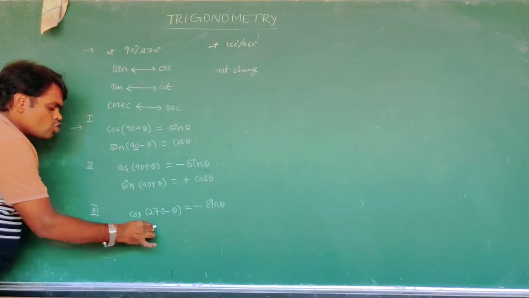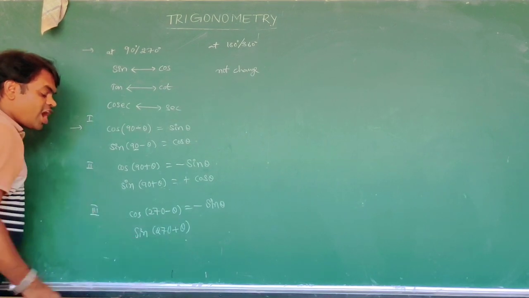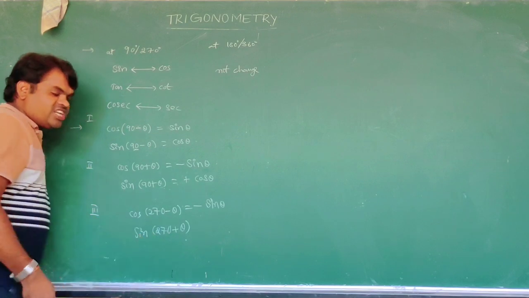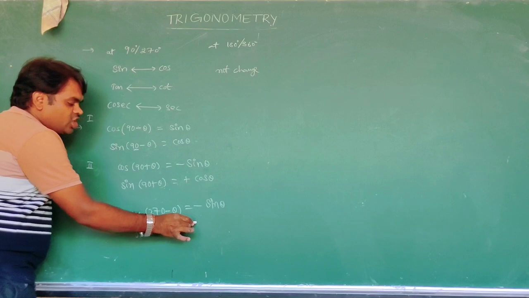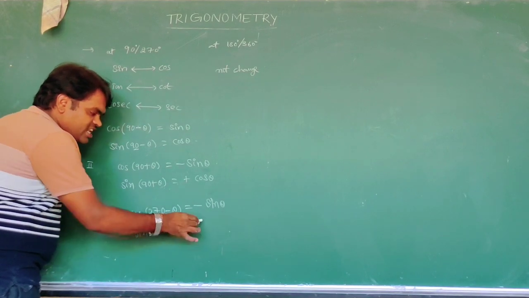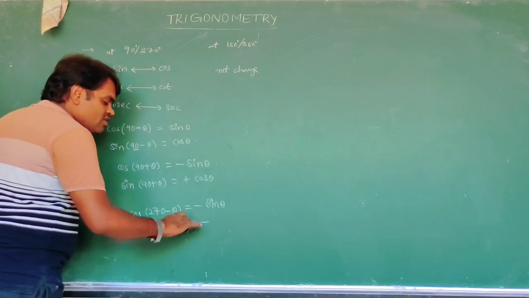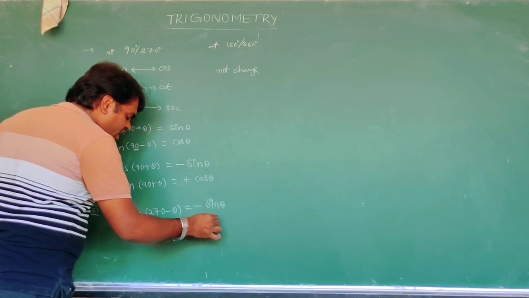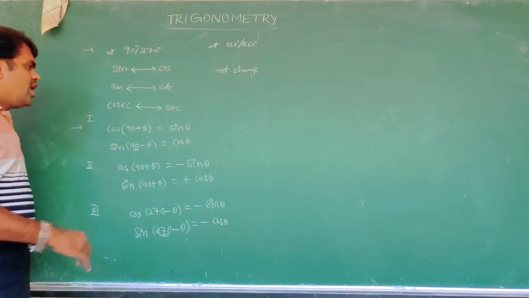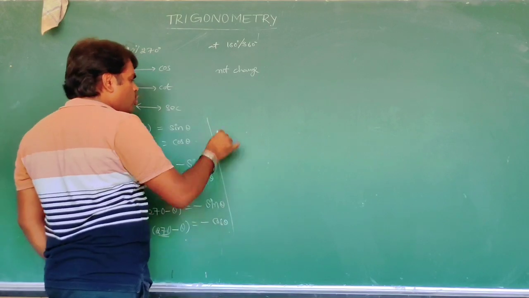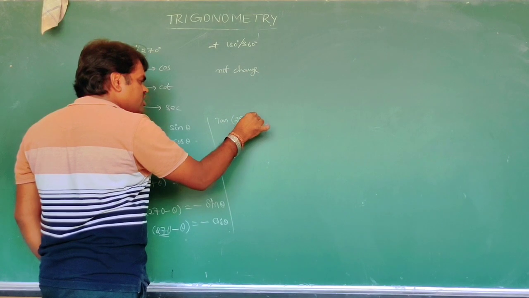Sin 270 plus theta. See, sin 270 plus theta is in the third quadrant. In the third quadrant, the sign is negative. The function 270 will be there, so the function can be changed. What do we write here? Cos theta. Like this. And in the fourth quadrant, tan of 270 plus theta.